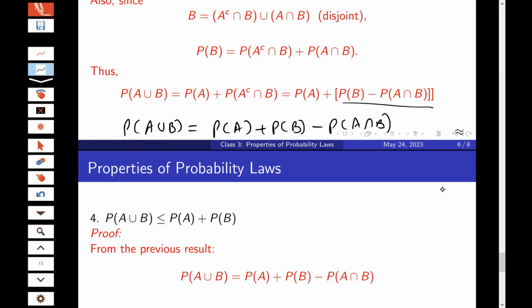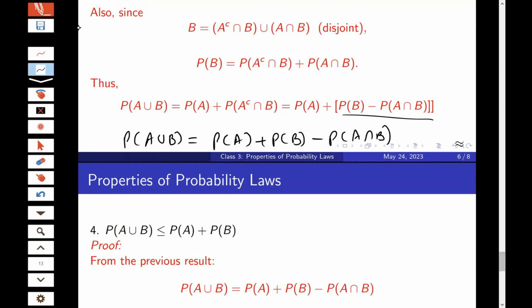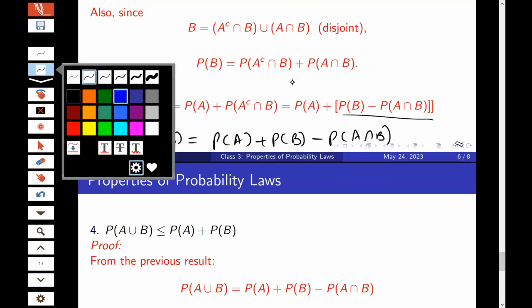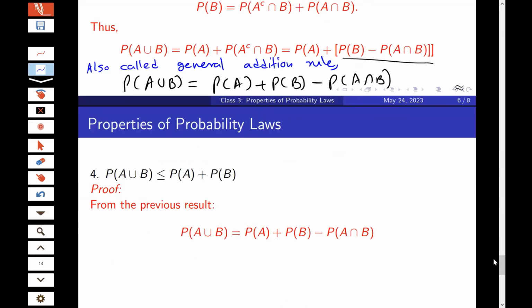So this is the general addition rule. This is also known as the general addition rule. This is very important, okay? You must memorize it and you should bring this into your cheat notes. So this is also called the general addition rule, and this is true for any two events A and B inside the sample space.